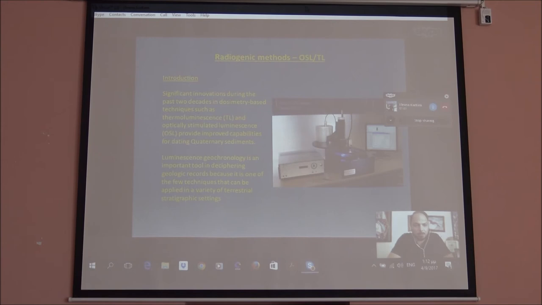Luminescence geochronology is an important tool in deciphering geologic records because it is one of the few techniques that can be applied in a variety of terrestrial stratigraphic settings. In the picture, you can see a Risø thermoluminescence OSL reader, which is the model DA20. This is equipment that we can use to measure the luminescence.